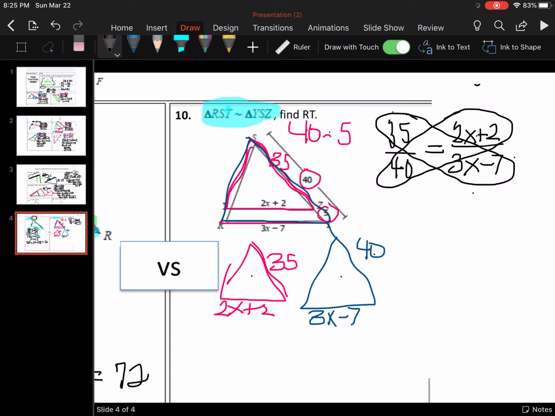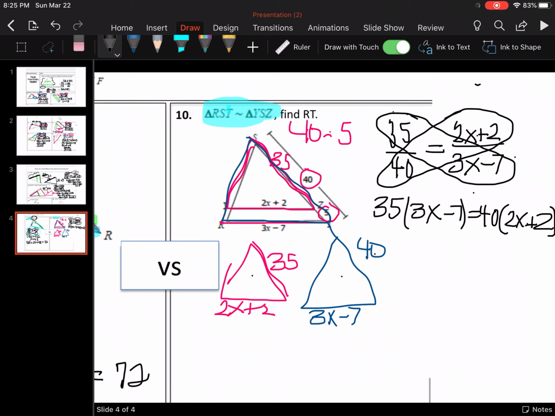Very good. All right. 35 times 3x minus 7, and then 40 times 2x plus 2. Distribute. 35 times 3, so 105x minus 35 times 7, 245, equals 80x. I'm going to erase this.